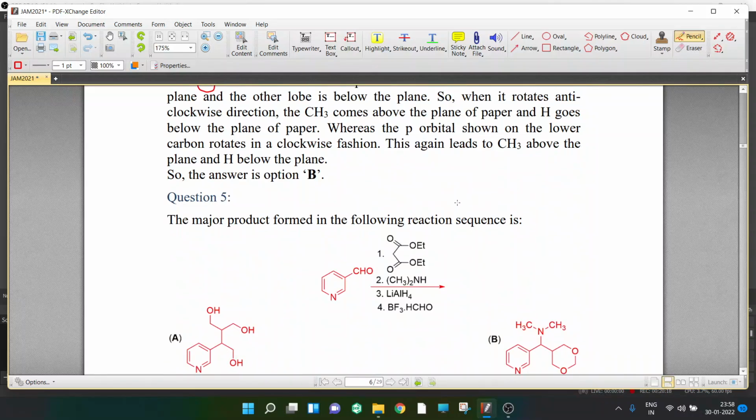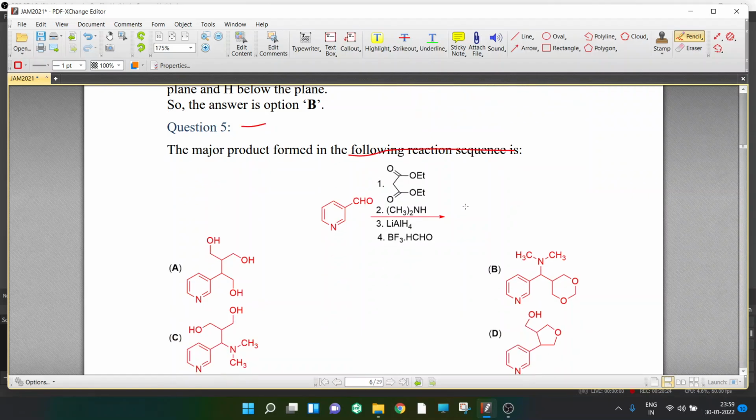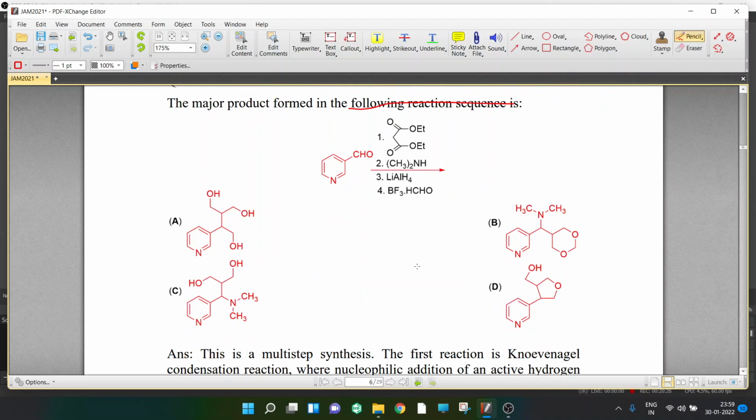Wait, so fine. That's the last question for today's lecture. It says, the major product formed in the following reaction sequence. See, they make quite complicated questions. So you have pyridine with a carboxaldehyde at the meta position, right?